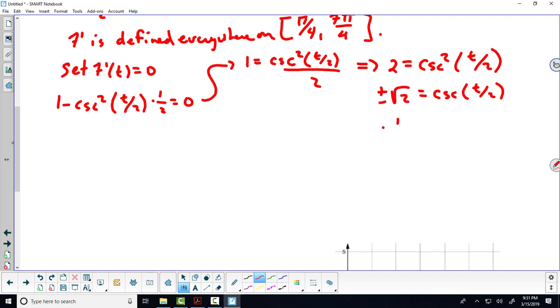That means we want to know where 1 over plus or minus the square root of 2 is equal to the sine of t over 2. Okay, so what did I do here, folks? Let me do that a little more slowly.